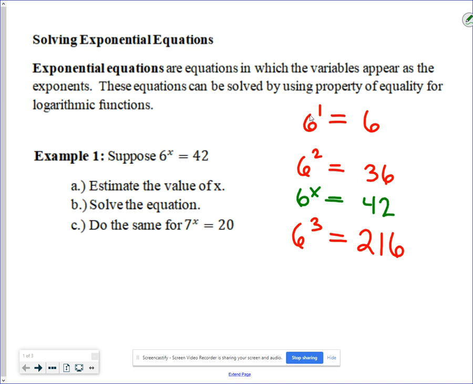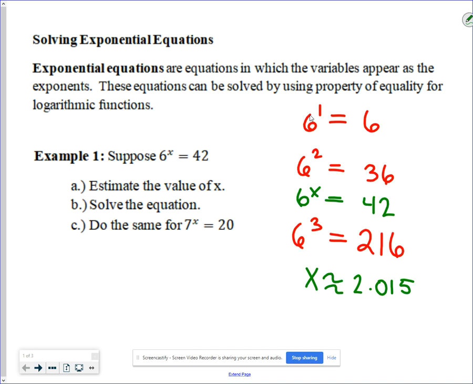And 42 is a lot closer to 36. So we could give an estimate. We could say x is about 2.015. I'm just making up some numbers. I don't know what x is. So just estimate the value of x. I think it's going to be close to the exponent of 2.